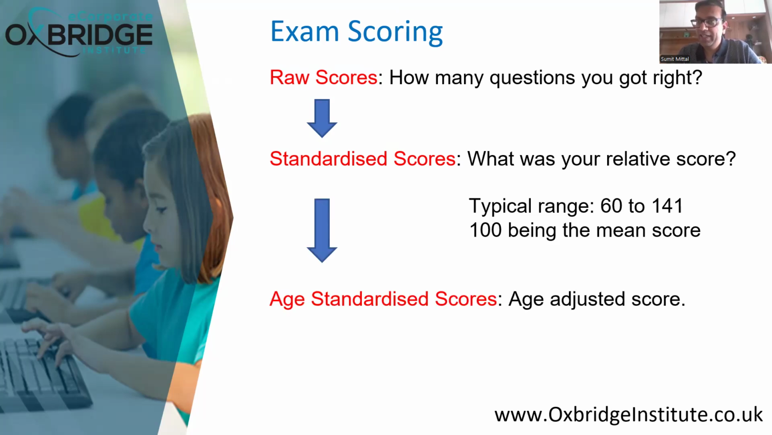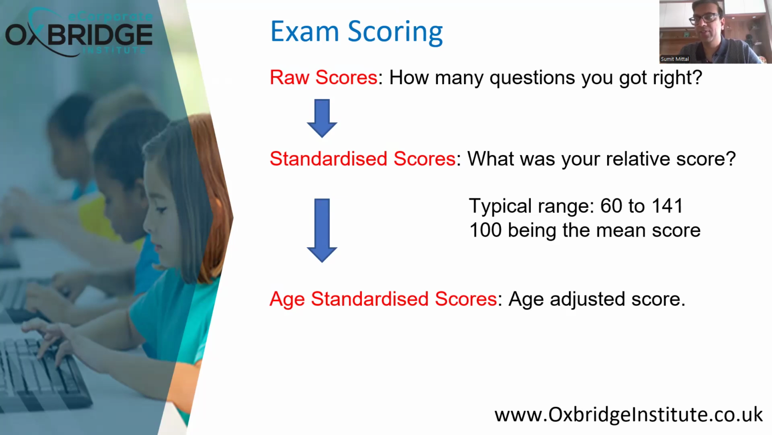Then we have something called age standardization. Age standardized scores are basically where the councils give the younger students in the year group certain extra marks. The reason they do this is that there can be up to a year's difference between the youngest and the oldest child in a year group.